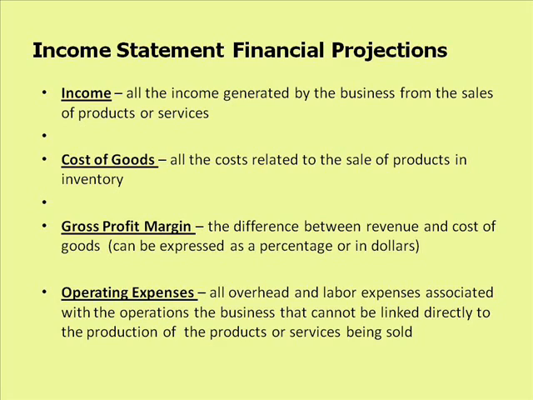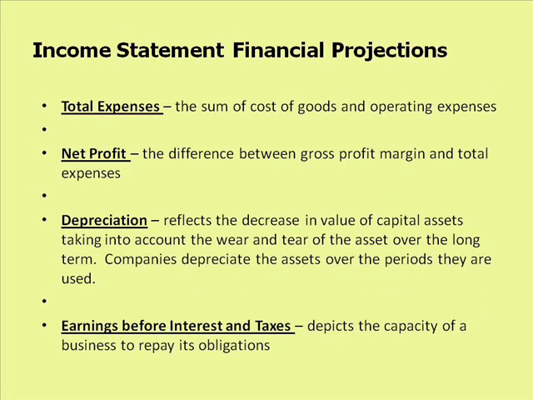Gross profit margin, some of this I mentioned in the little chart earlier, is the difference between the revenue and the cost of goods. Operating expenses are all overhead and labor expenses associated with the operations of the business that cannot be linked directly to the production of the products or services. So operating expenses are not directly related to the production of the items or the products you're selling.